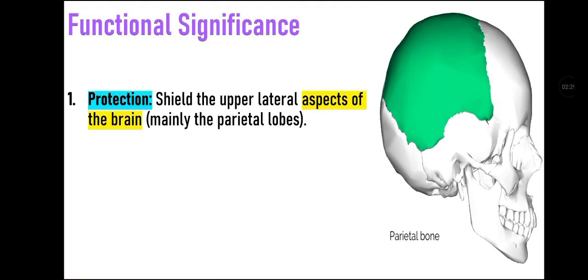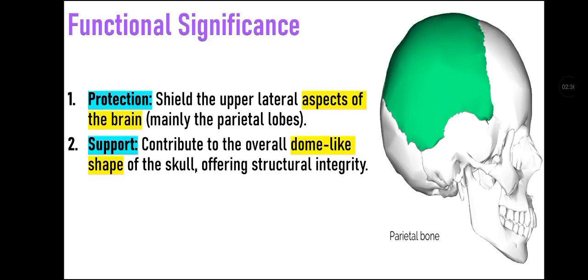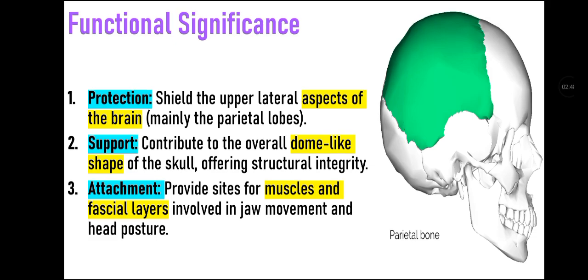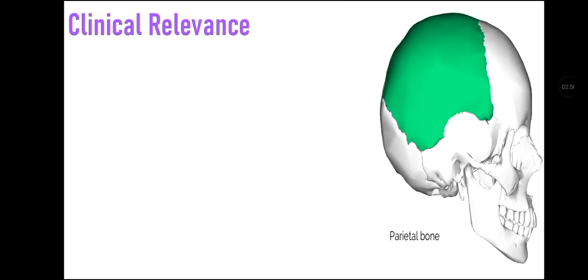Talking about its functional significance, it is important for protection, as it shields the upper lateral aspects of the brain, mainly the parietal lobe. It is important for support as it contributes to the overall dome-like shape of the skull, offering structural integrity. It is important for attachment as it provides sites for muscles and fascial layers involved in jaw movement and head posture.